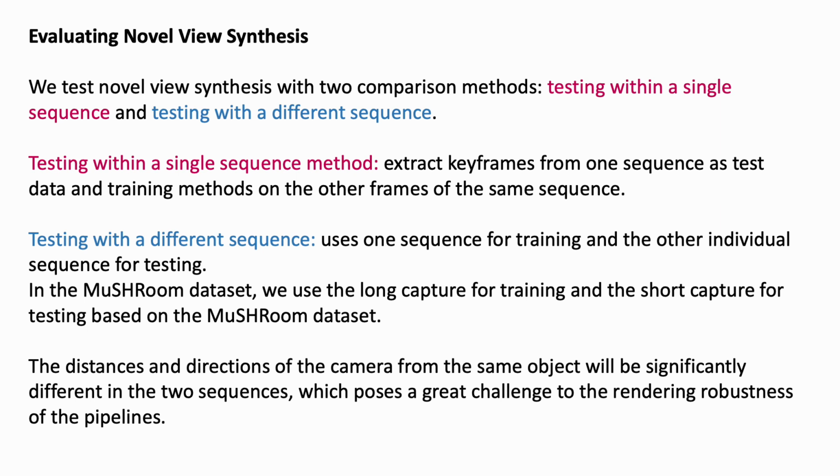Particularly, in the MuSHRoom dataset, we use the long capture for training and the short capture for testing. The distances and directions of the camera from the same object will be significantly different in the two sequences, which poses a great challenge to the rendering robustness of the pipelines.